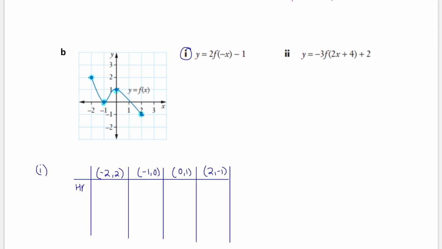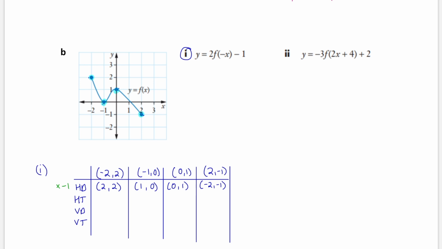List out the order of my transformations. Firstly, do I have a horizontal dilation? I do. So I have a scale factor of -1. So I multiply the x values by -1. So I do get 2 and 2. So I'm changing all my x values because I'm multiplying them by -1.